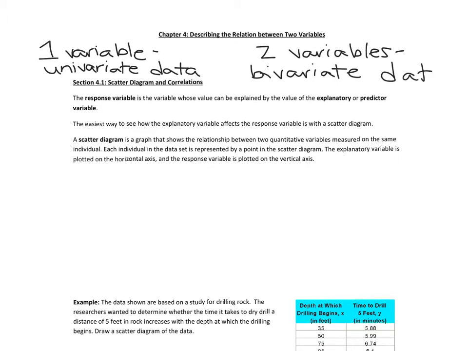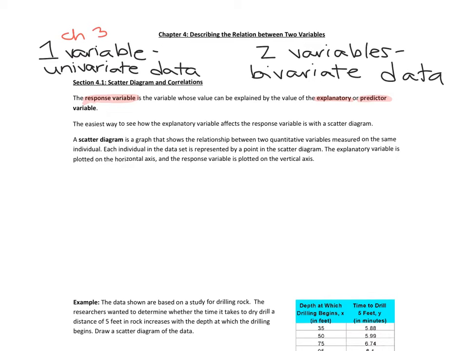All right, so again, this is Chapter 4, and basically everything we were doing before in Chapter 3 was one variable data, the univariate. Okay, so we've already had some of these definitions, so this part's a quick review. We know the response variable is the variable that can be explained by the value of the explanatory variable. We can also call that a predictor variable. That's a new term for us.